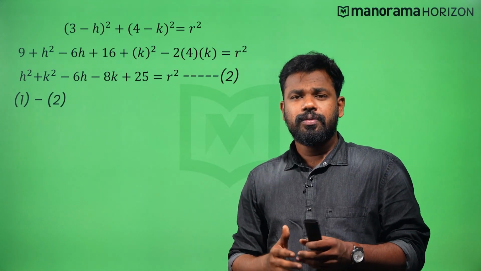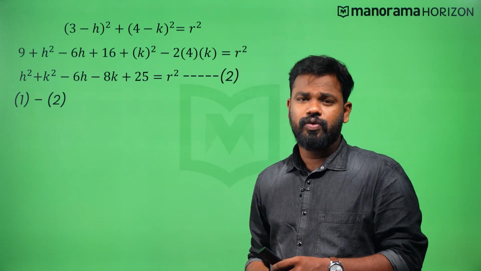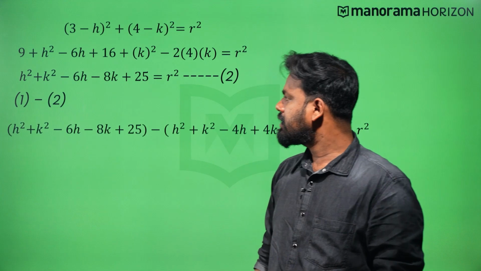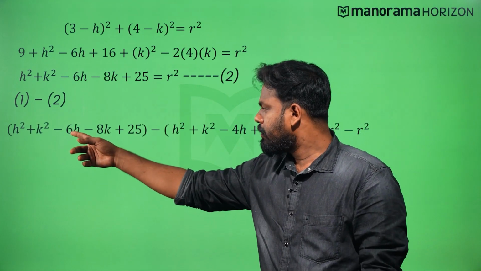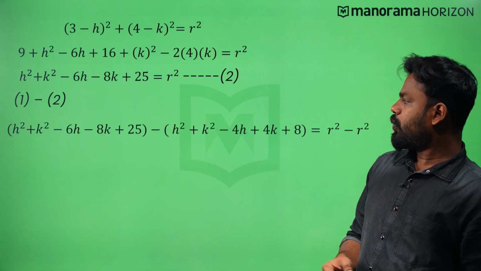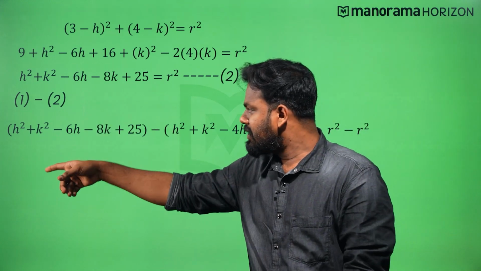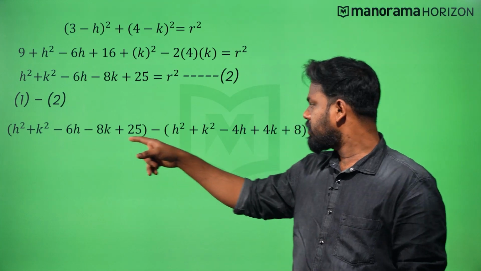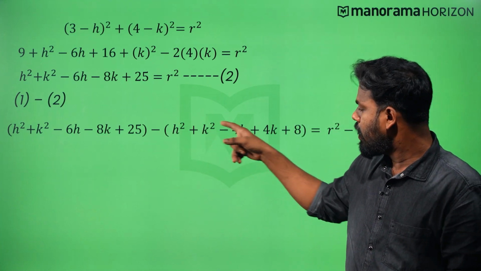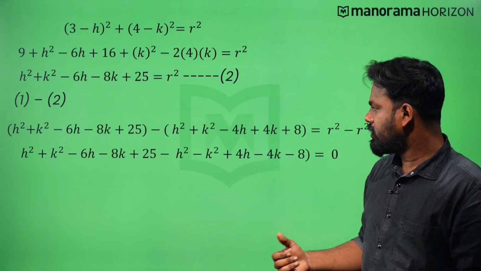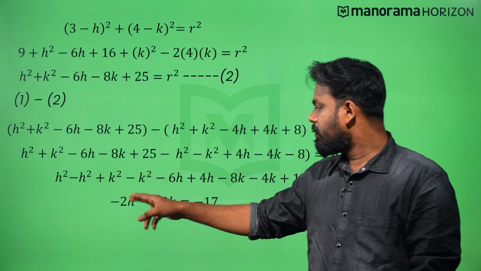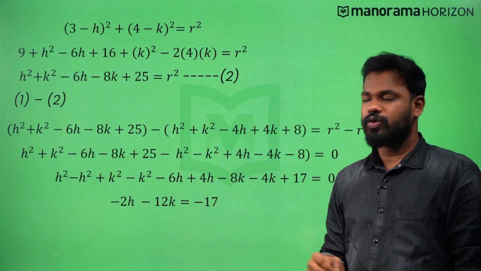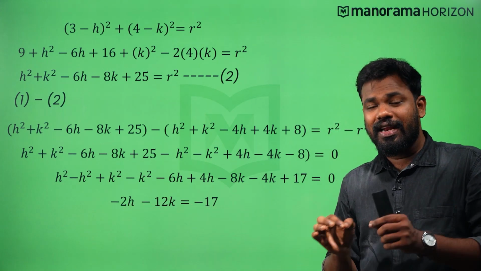What I'm going to do here is remove h square and k square from the 2 equations. To do that, you just subtract these 2 equations and you finally get this big equation like this. You can cancel h square, k square from both sides. Then you have minus 6h and then minus of minus 4h. So doing all the calculations, you will finally get minus 2h minus 12k is equal to negative 17. So this is what you get as the equation in h and k.